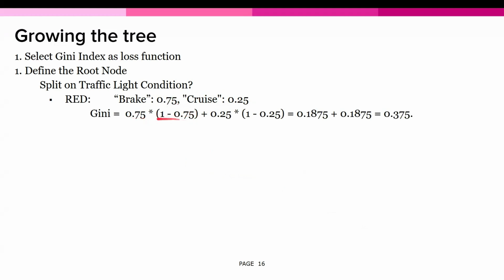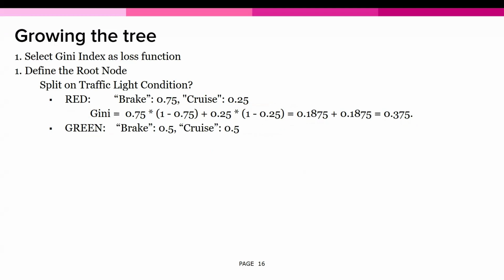The Gini index is the empirical fraction times 1 minus the empirical fraction. So for the brake, that would be 0.75 times 1 minus 0.75. And then the Gini index sums over all such classes, so we would add in the Gini for the cruise as well. That would give us 0.1875 plus 0.1875, so a loss of 0.375 within the red subspace. But we also need to know the loss within the green subspace.